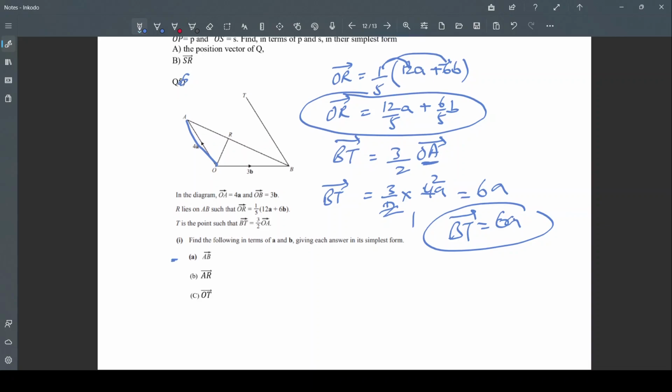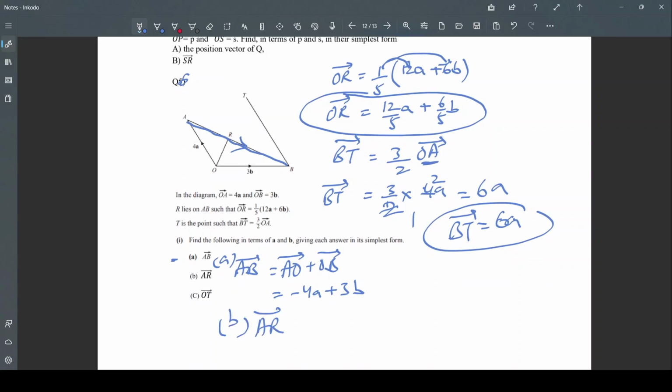Here the first question is the AB vector. We have to find the AB vector, first part. So what is the AB vector? I can travel from A to O, then O to B. AB vector will be equal to AO vector plus OB vector, right? So what is AO? AO is minus 4A, plus OB is plus 3B, correct? So minus 4A plus 3B is your answer for the AB vector.